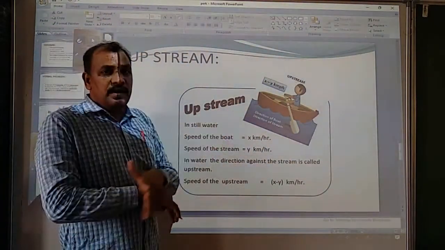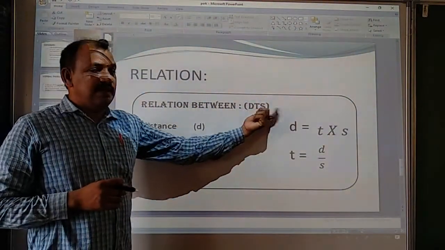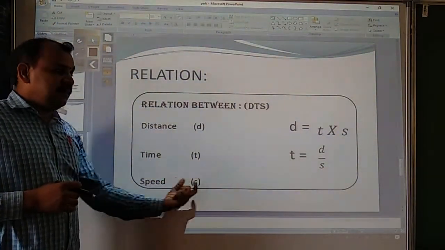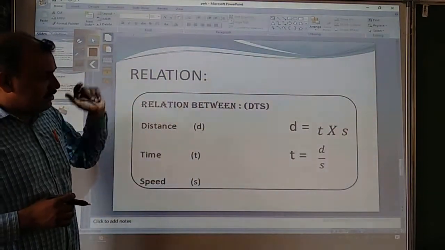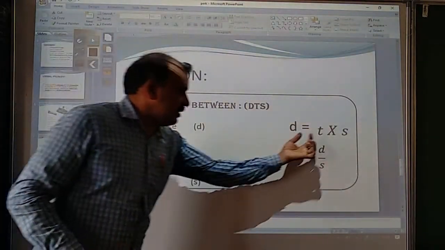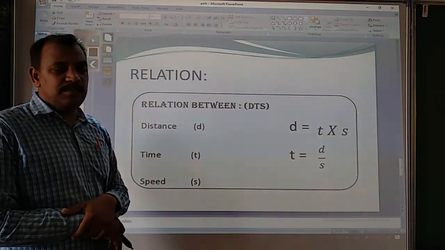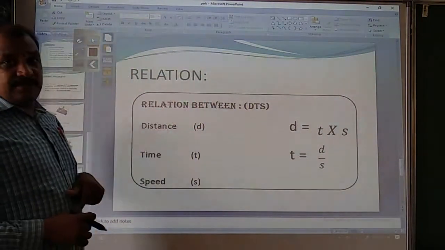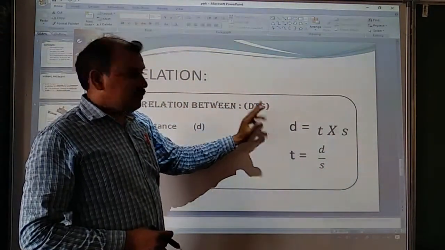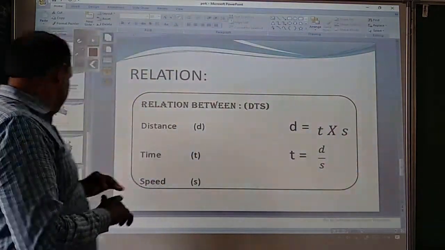And let us see one more concept. Relation between d, t, s. D is distance, t is time, s is speed. So the relation between these three terms is d is equal to t into s. Writing t as the subject, time is equal to distance by speed. So these three concepts, downstream, upstream and the relation between d, t, s, are involved in the given question. Now we will see the question.